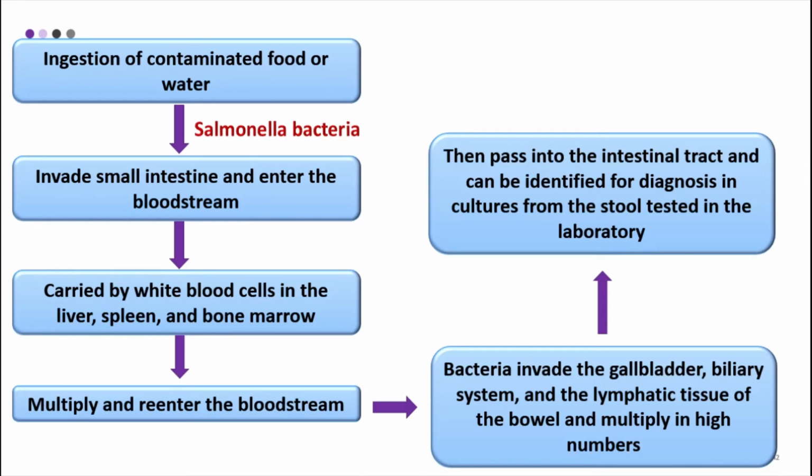After entering the bloodstream, the bacteria invade the gallbladder. They reach the gallbladder, biliary system, lymphatic system, and the bowel, and multiply in very high numbers. Ultimately they pass into the intestinal tract and can be identified for diagnosis in culture from stool, which is tested in the laboratory. So they are constantly shed into the stool.